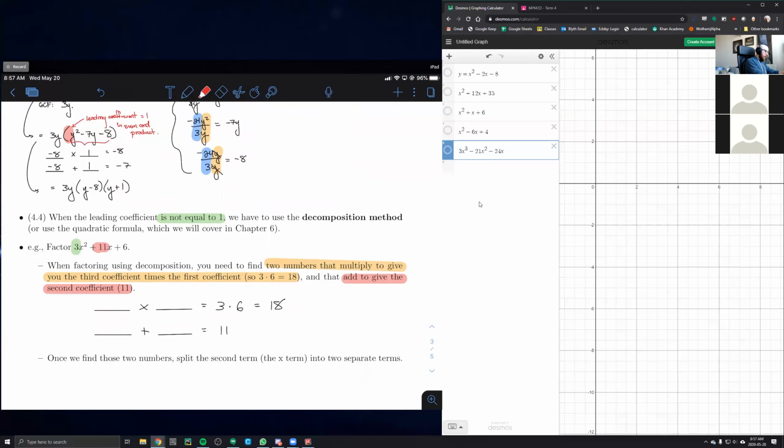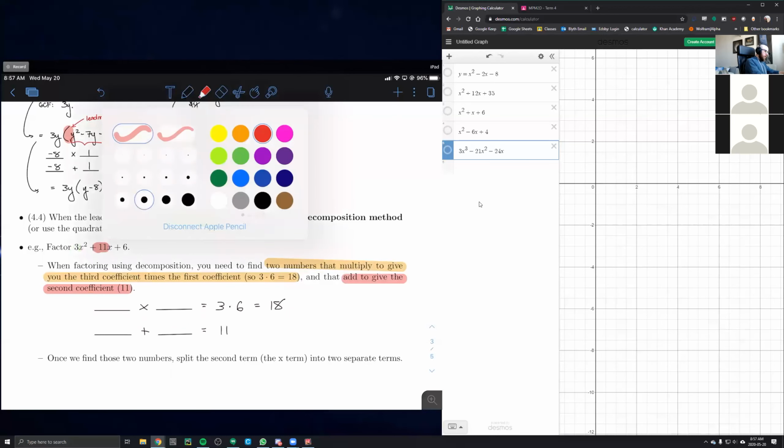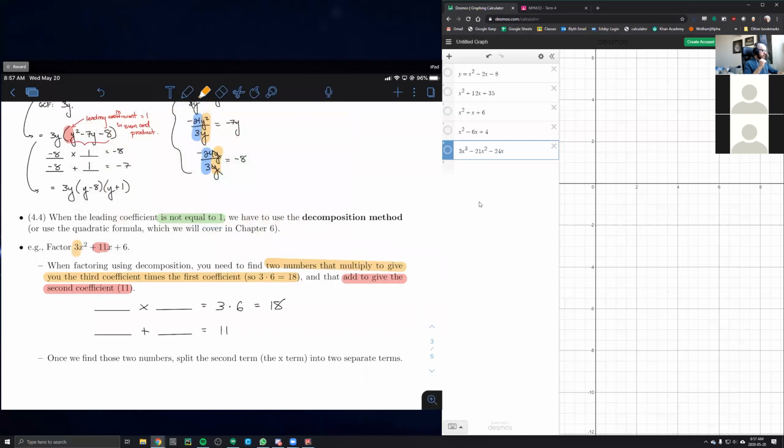So multiply to 18, and then add to get 11. That's our goal here. So this one's not so bad, right? Factors of 18, so we have 3 and 6, but that won't work, right? Because 3 and 6 gives us 9, so that doesn't work. 9 and 2, 9 and 2 should work. 9 times 2 results in 18, and then 9 plus 2 results in 11. So that all checks out.